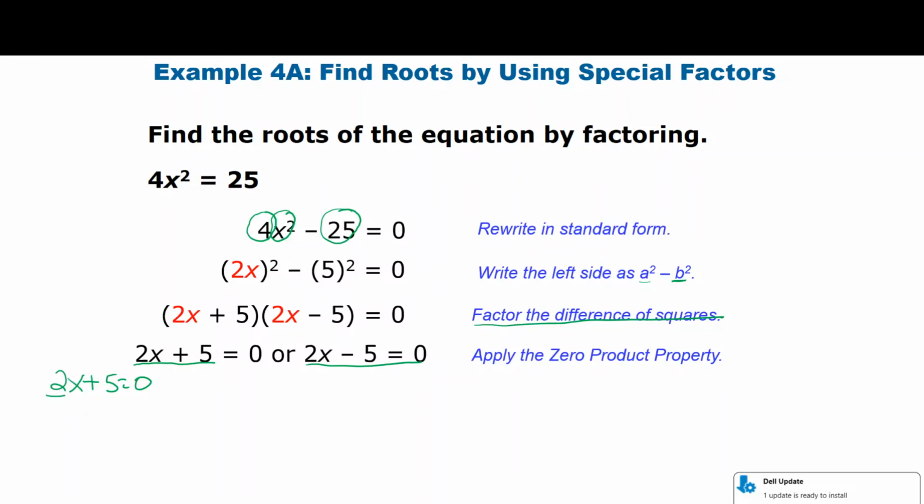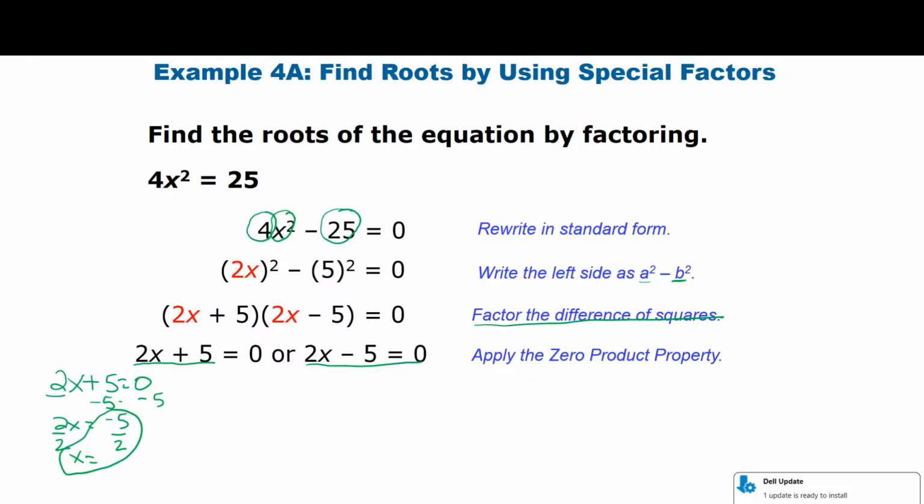First thing I want to do is subtract both sides by 5, minus 5. So that leaves me 2x equals negative 5. Divide both sides by 2. I end up with x equals negative 5 over 2. I'm not going to rewrite it because I know you ran out of space on here.